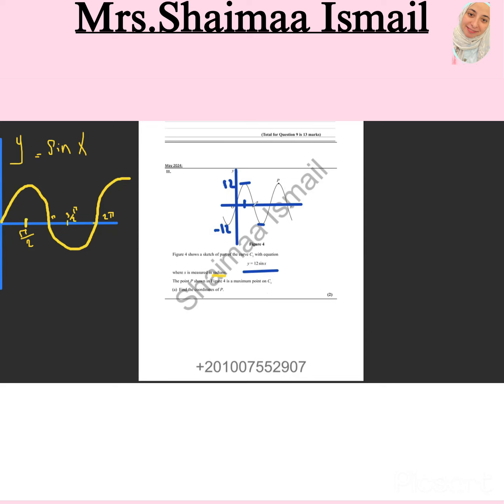Normally pi over 2, pi, 3 over 2 pi, 2 pi, and here it will be 5 over 2 pi, which in degrees is 450, but you need it in radians. So the point P will be 5 pi over 2, and it has a y-coordinate of 12. No plus, no minus here, so we're not going to shift right or left or anything. Okay, let's see the next.